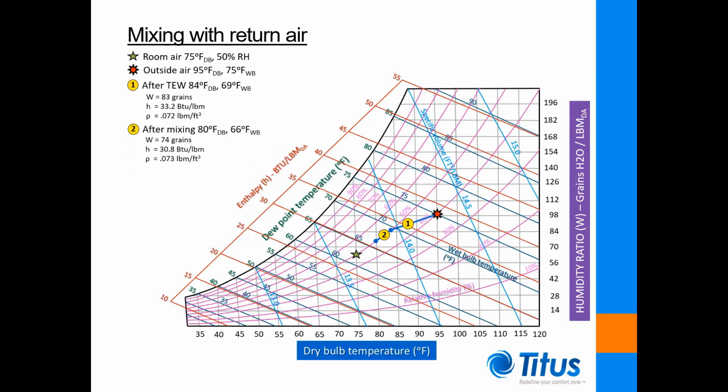This process is depicted on the psychrometric chart as the diagonal line associated with the label 2. Conditions after the mixing occurs are determined to be 80 degrees dry bulb and 66 degrees wet bulb. The mass flow rate of the airstream is increased after mixing and is in fact equal to the sum of the mass flow rates of the two airstreams. The dry and wet bulb temperatures, humidity ratio, and enthalpy of the mixed air are lower than that of the outdoor air, while the density of the airstream is slightly increased.